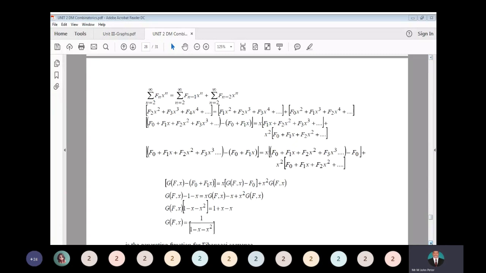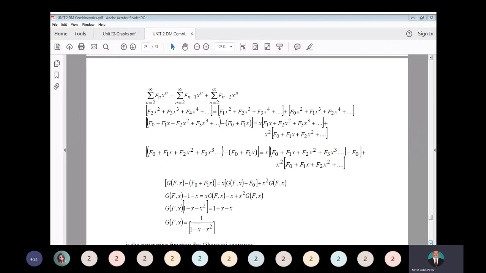The first term: to write the generating function, we need F0 and F1 x, which are missing. So add and subtract them on the left hand side. Similarly, on the right hand side, the first term F0 is missing, so add and subtract it. The last term we get directly, taking x² as common. So that is G(F, x) on the left hand side: G(F, x) - F0 + F1 x, and on the right hand side x(G(F, x) - F0) + x² G(F, x).